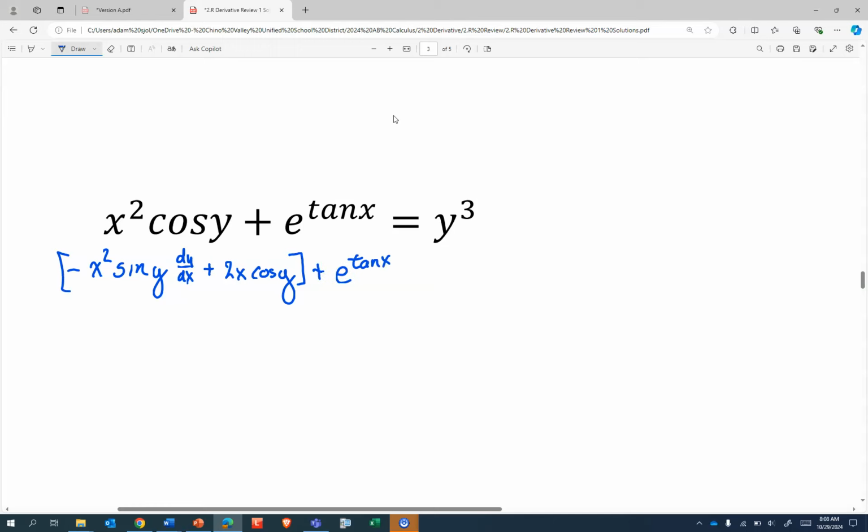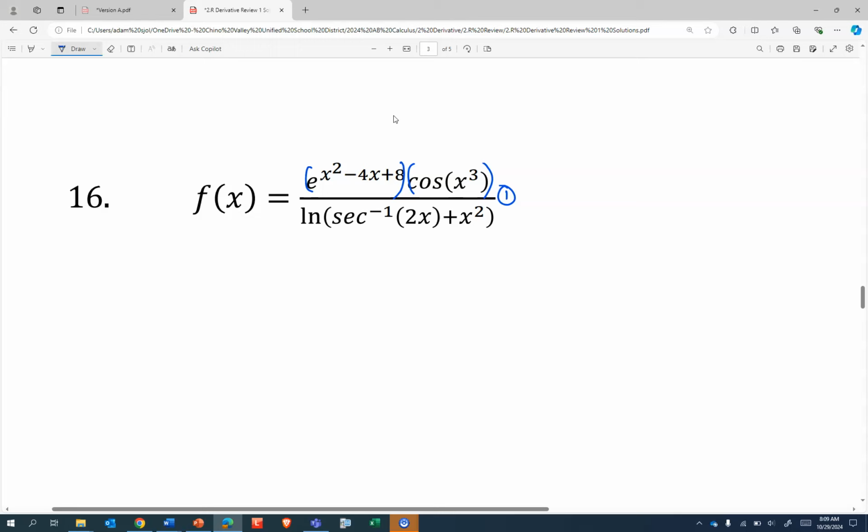Oh, you gotta be kidding me. Well, I knew I wasn't going to want to do this one. Okay, what do we deal with first? The first thing we deal with is the quotient rule. And that's going to be denominator times derivative of the numerator. Once we get to the numerator, that's going to be the product rule. And each of those pieces has a chain rule. I better start really far to the left.